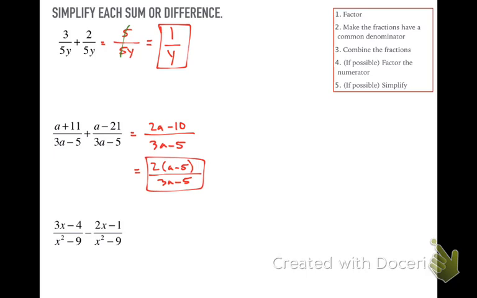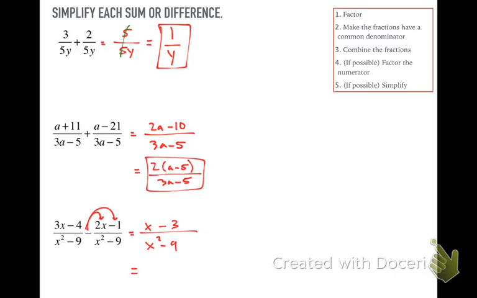Here's a subtraction example. We already have a common denominator, and we've got to slow down and be extra careful with subtraction, because we are subtracting not only 2x but subtracting negative 1, and 3x minus 2x is x, but negative 4 minus negative 1 is really minus 4 plus 1, which gives us a minus 3.